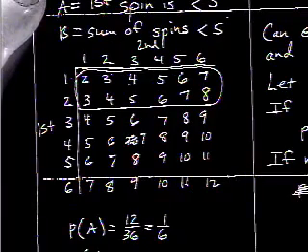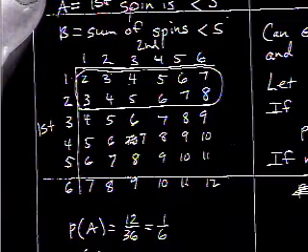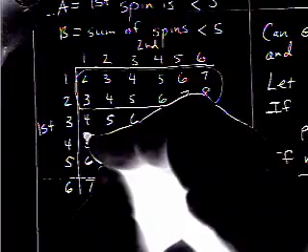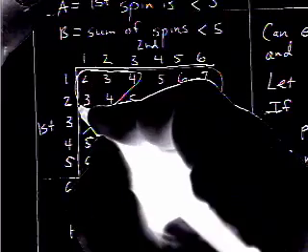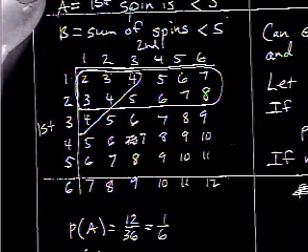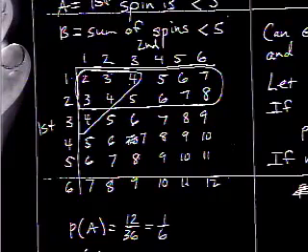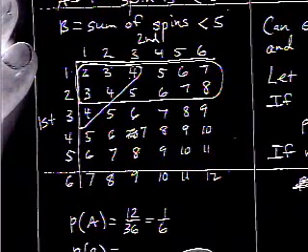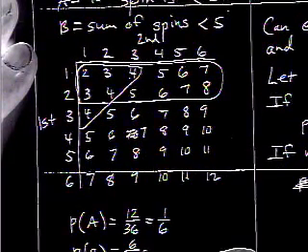Okay? Then we can look at the probability of event B. The sum is less than 5. Well, that would be these values right here. And there are 6 of them. 6 out of 36.